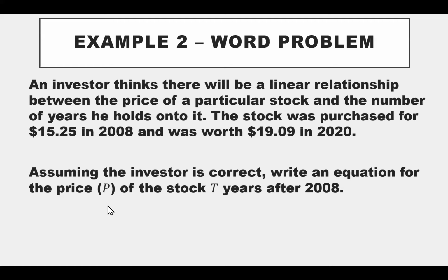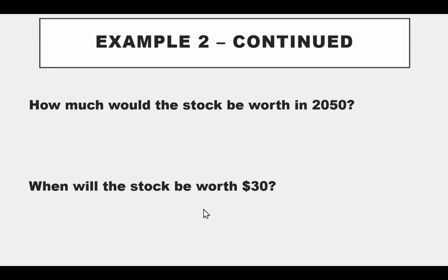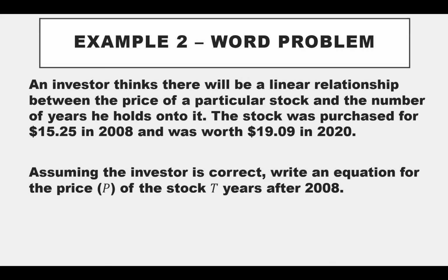Once we do that, then we'll use that equation in two ways. One way is we'll ask how much would the stock be worth in 2050? And the other way, we'll ask when will the stock be worth $30? So in this one, we have to be very careful of the fact that we're talking about T years after 2008. So our starting year is going to be 2008. That makes a difference when I create my linear equation.